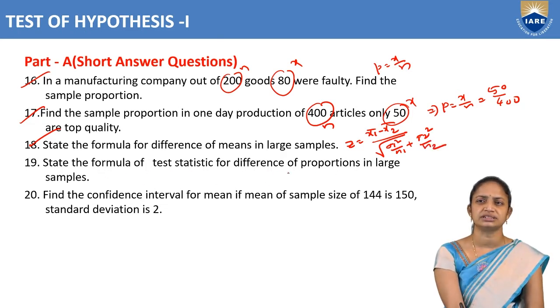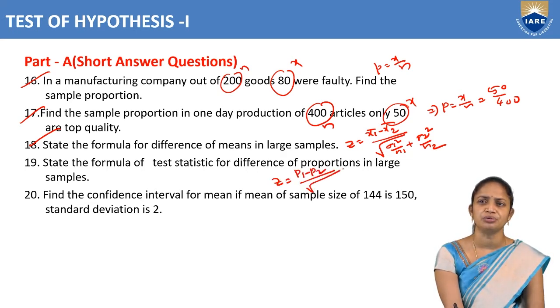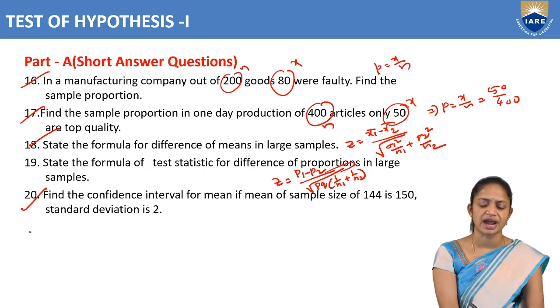State the formula for the test statistic for difference of proportions in large samples. The proportions formula is z equal to p1 minus p2 divided by the under root of pq into 1 by n1 plus 1 by n2. Okay, and the last question is find the confidence interval for mean.